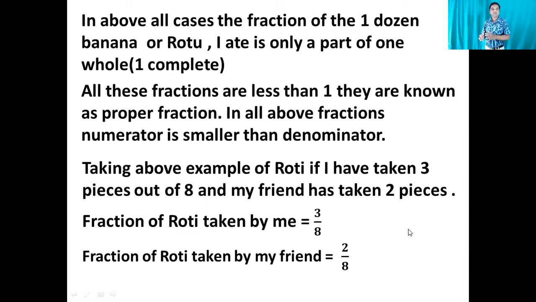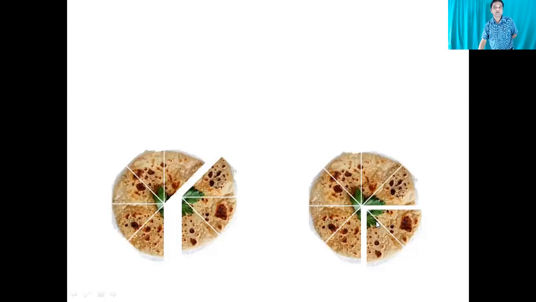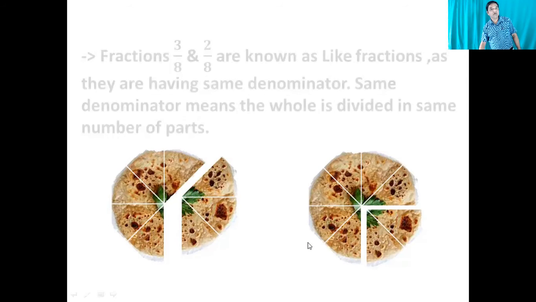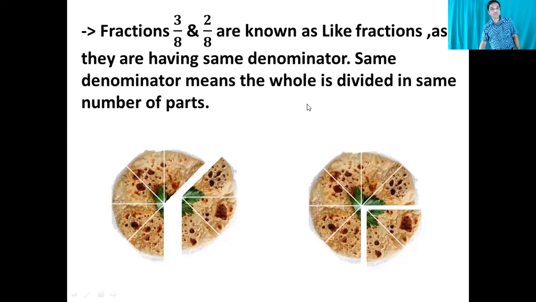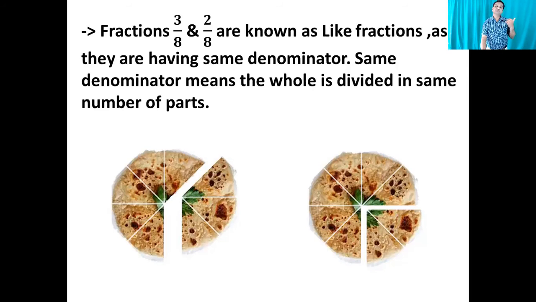Now, we'll take an example of a roti. If I take 3 pieces out of 8, and my friend has taken 2 pieces out of 8 pieces from his roti, pictorially we'll see that my friend and I both have the same roti. I have taken 3 pieces, my friend has taken 2 pieces. And then we can easily compare who has taken less, who has taken more. It's very clear that I have taken more pieces or more part of the roti than that taken by my friend.